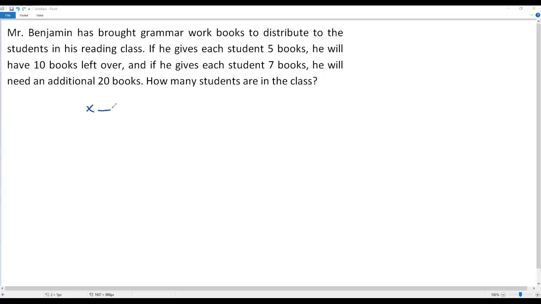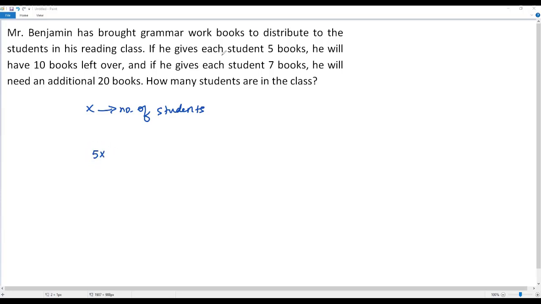Okay, now we can assume x as the number of students in the class. Let me write the stuff over here. If he gives each student 5 books, to find the number of books given to all the students in the class, we have to multiply the number of students x and the number of books given to each student, that is 5. So this 5x represents the total number of books given to the students.